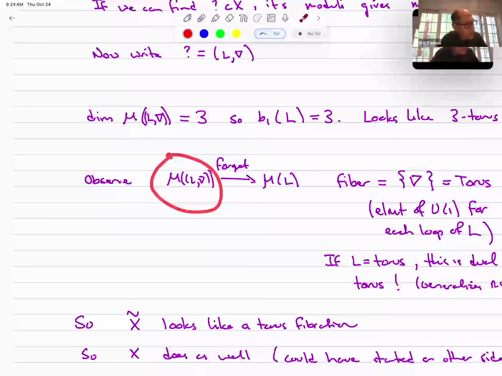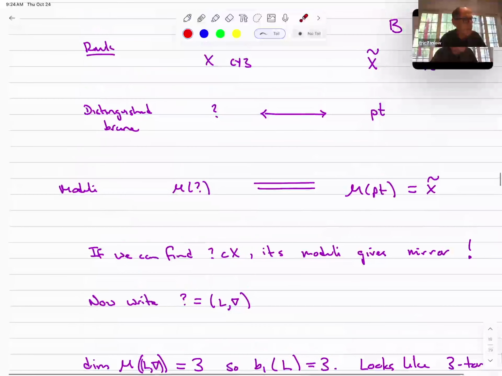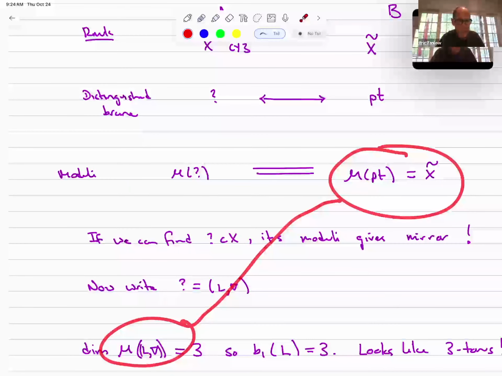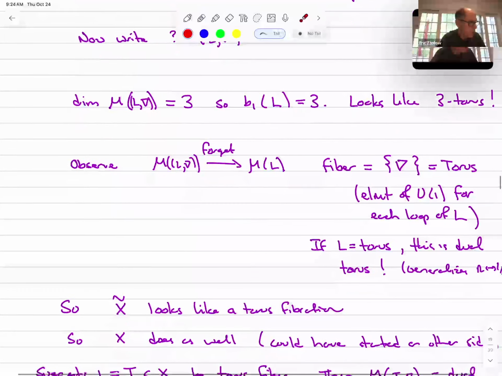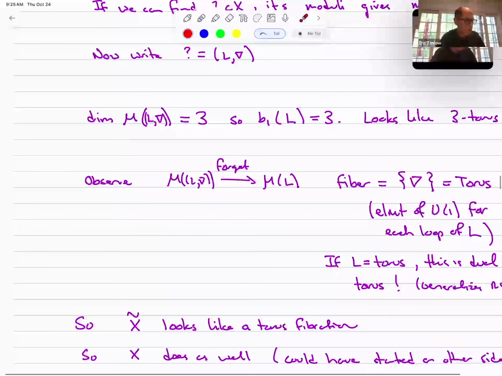So this says that every moduli space of branes has the structure of some torus fibration. In particular, what we saw was that the dual space is a moduli space of branes. That was our discovery back here. This moduli space of point is the same as this moduli space of the mirror of the point. So that means that the mirror dual looks like a torus fibration. But the same reasoning says that X must also look like a torus fibration. Just take the same reasoning, swap it the other way around. Could have started on the other side.